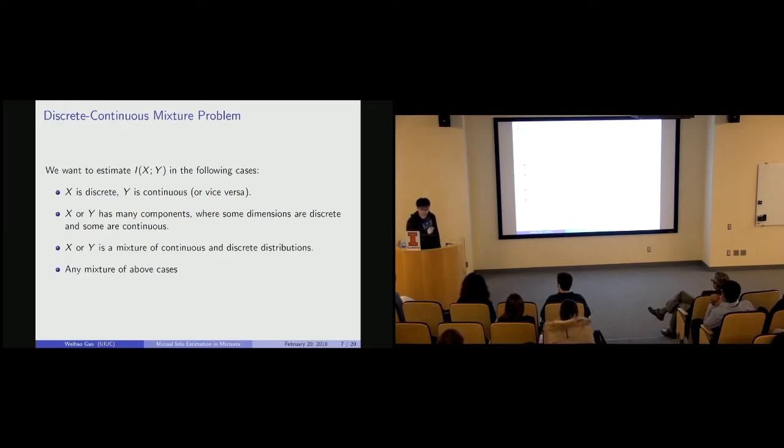In the general case, we want to cover the following cases. The first is X is a discrete distribution and Y is continuous. Or X and Y can be high-dimensional random variables where some dimensions are continuous and some are discrete. Or X and Y are, like what I said before, a mixture of continuous and discrete parts of distribution, or any mixture of both cases. I think this is very general and can cover most real-world applications.